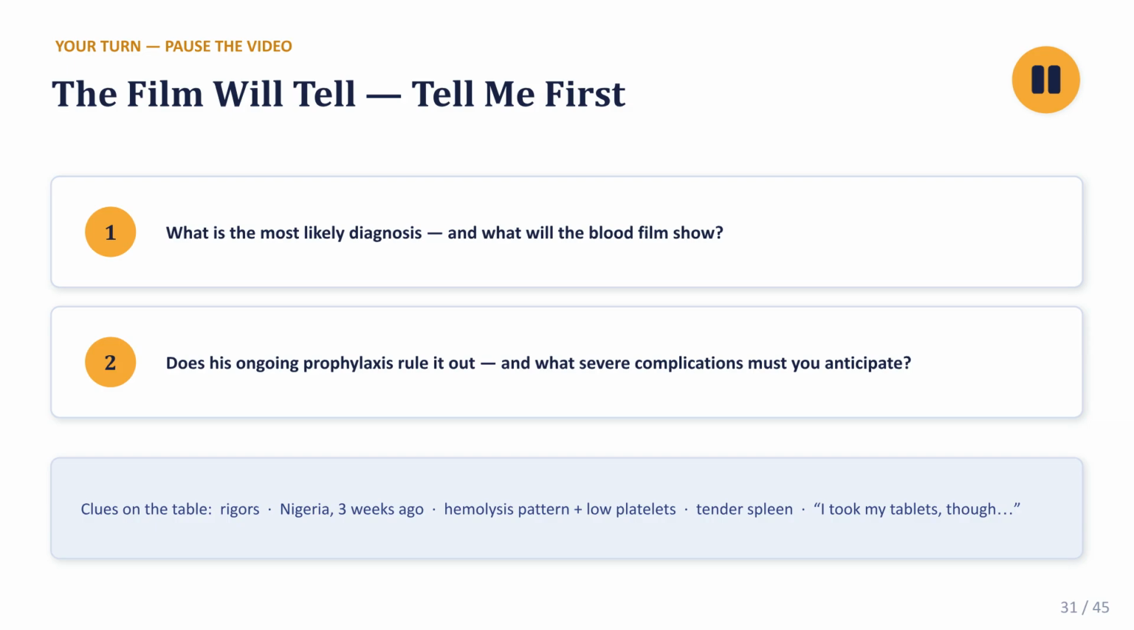First, does the anti-malarial prophylaxis rule your diagnosis out, and why? And second, name the severe complications you must anticipate.